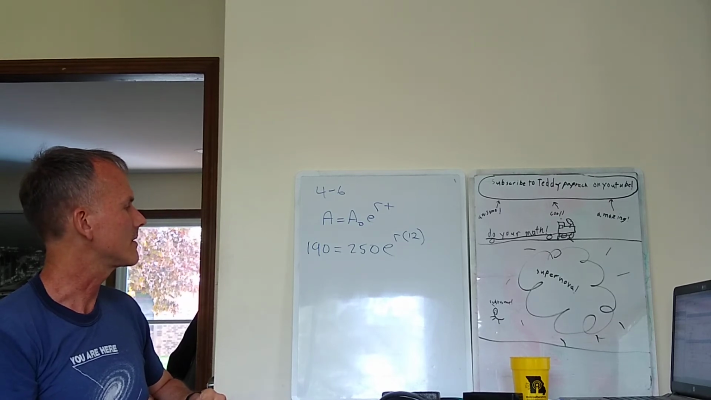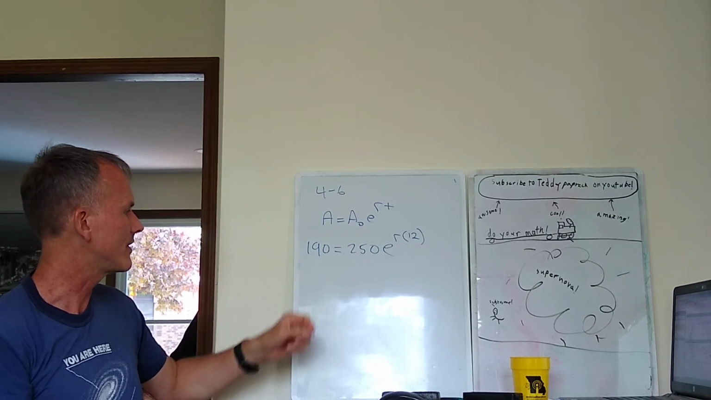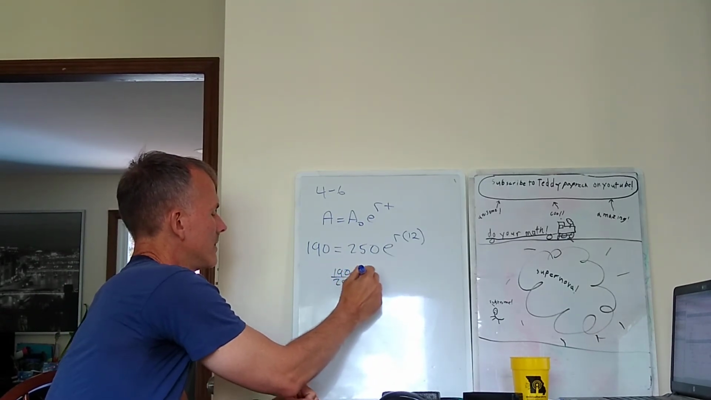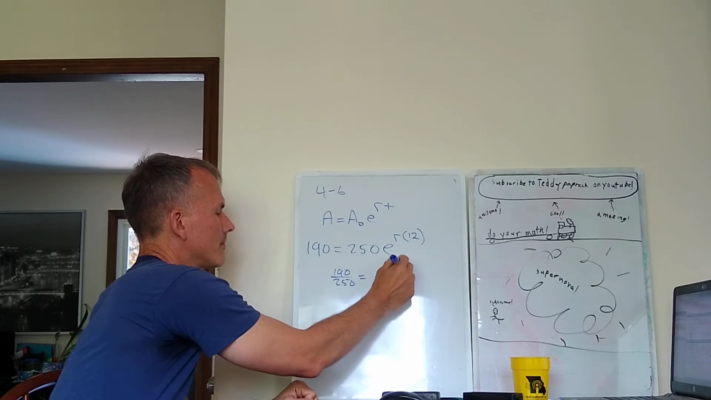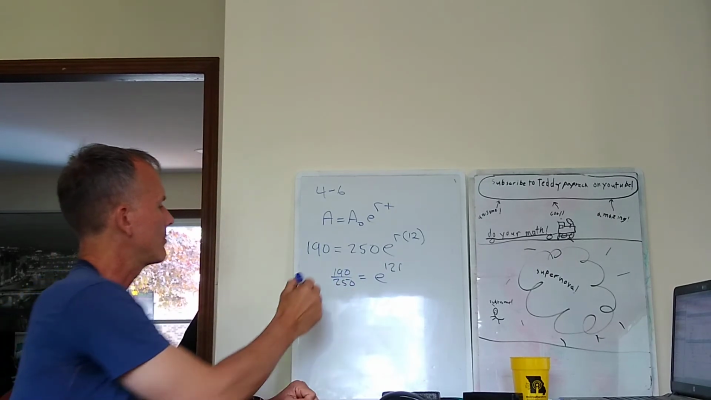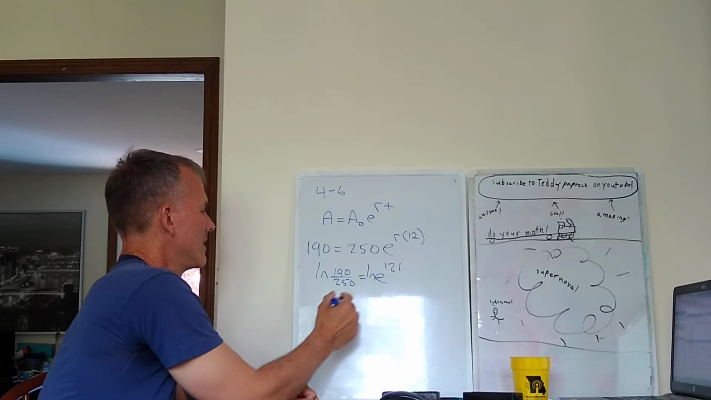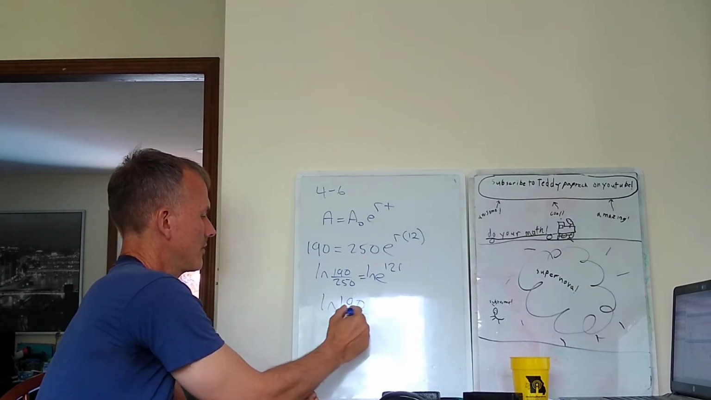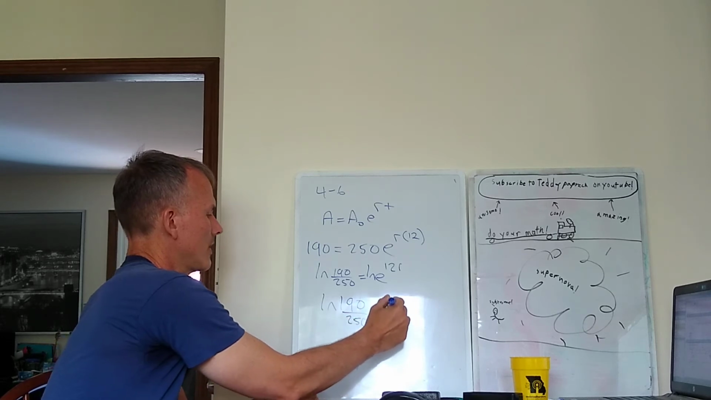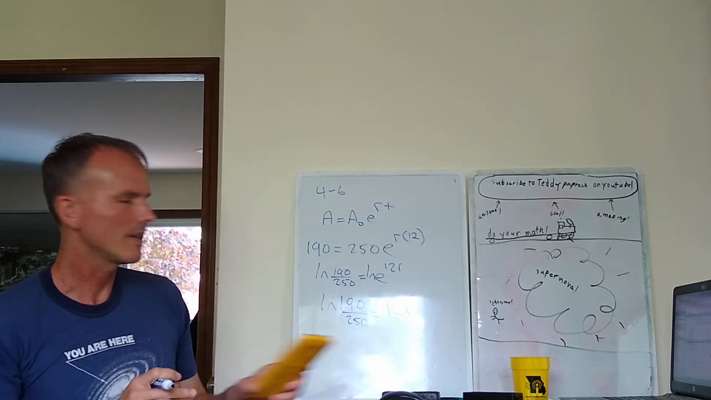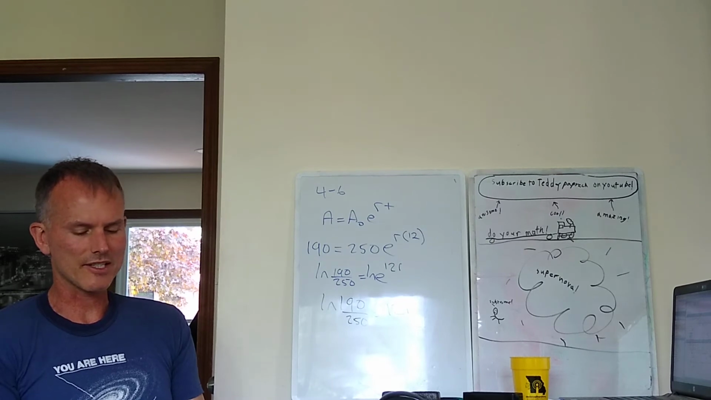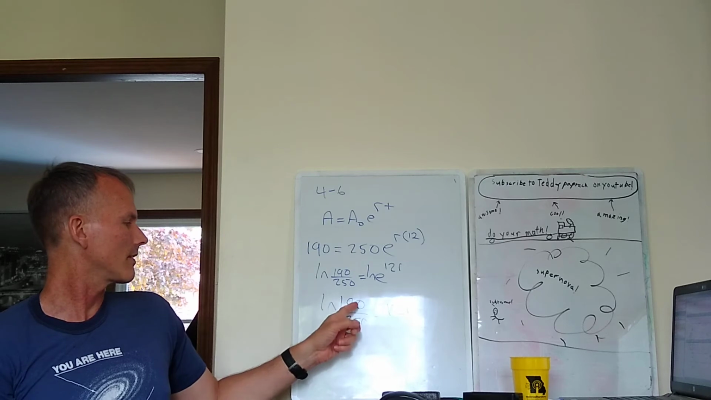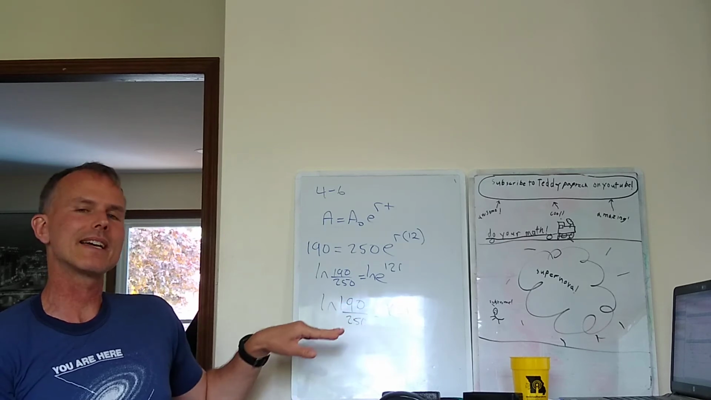So I can solve for R pretty easily here. I'll divide by 250, and I'll get 190 over 250 equals e to the 12r. Now I'll take the natural log of both sides. So I get log of 190 over 250 equals 12r. I'll divide by 12, and I'm going to get this as a decimal approximation here. So I'm going to type in log of 190 divided by 250, and then divide that answer by 12.